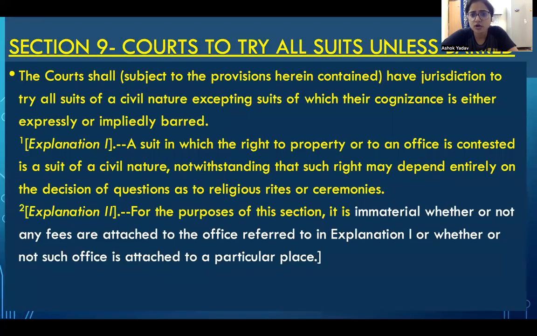Now this section has two explanations, and we'll start by reading explanation 1. A suit in which the right to property or to an office is contested is a suit of a civil nature, notwithstanding that such right may depend entirely on the decision of questions as to religious rites or ceremonies.